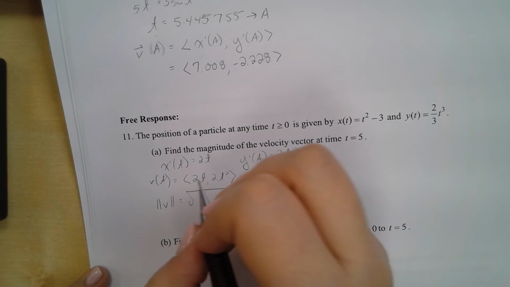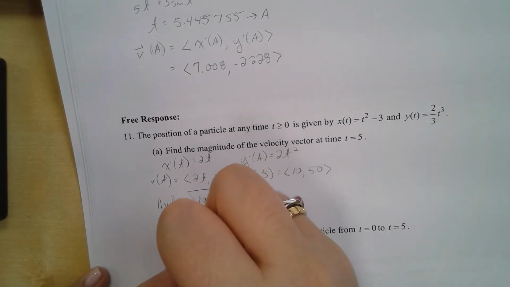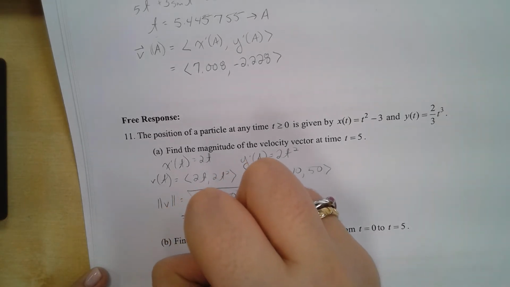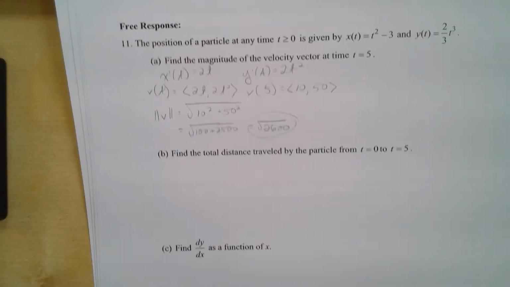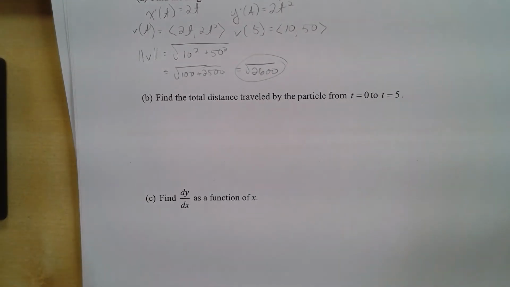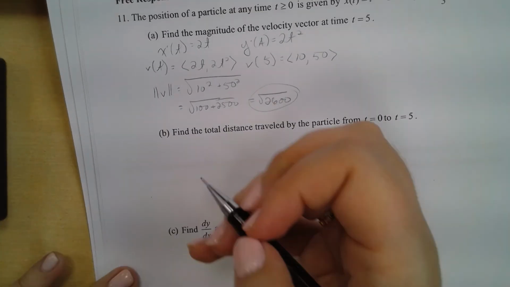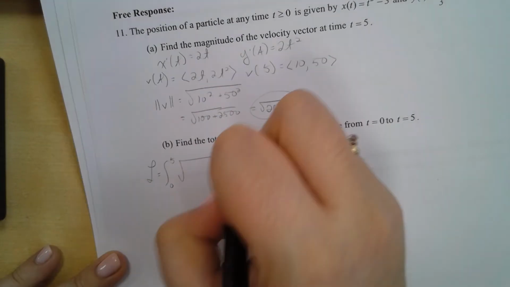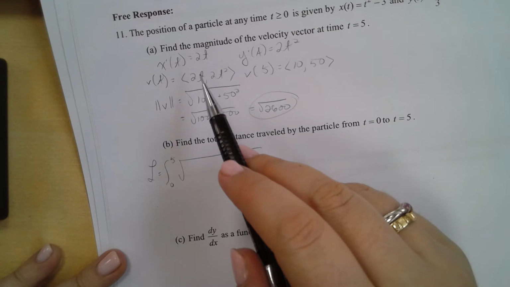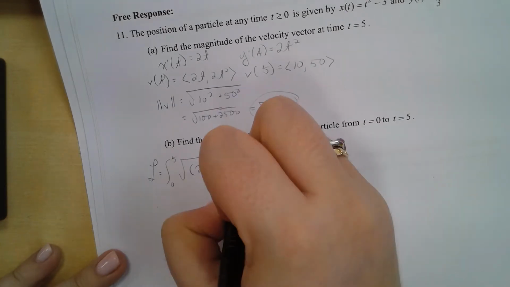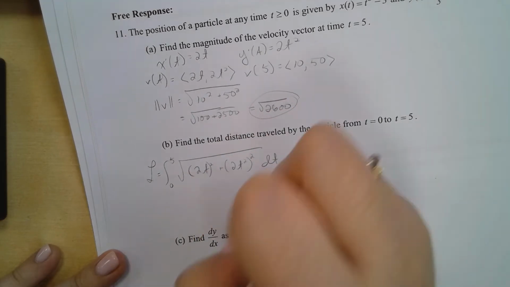All right, so now I can actually find the magnitude of v. That's going to be the square root of 10 squared plus 50 squared, which equals the square root of 100 plus 2500, which of course just equals the square root of 2600. And I'm just going to leave it like that. I don't really feel like simplifying. What if I want to find the total distance of the particle from 0 to 5? Well, total distance is going to be an arc length, right? From 0 to 5 of the square root of, and we're going to use our derivatives here. Square root of 2t squared plus 2t squared squared dt.